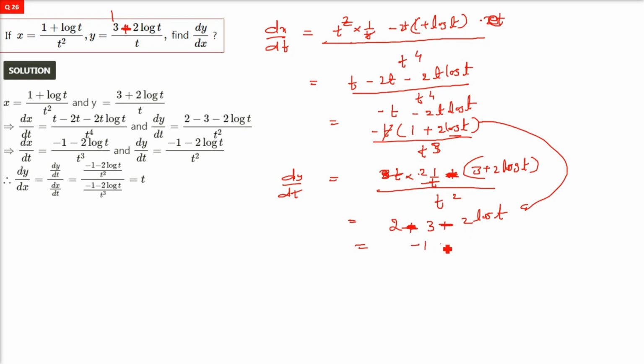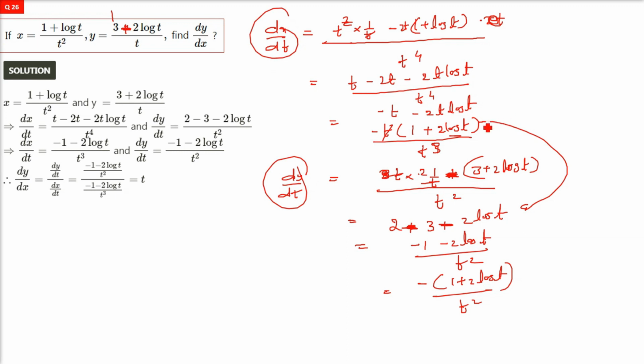And in the denominator you have t square. So I am taking minus 1 outside: 1 plus 2 log t divided by t square. Now dy by dt is known, dx by dt is known. Let us find out dy by dt divided by dx by dt. So we have minus 1 plus 2 log t here, divided by what? You have t cube.